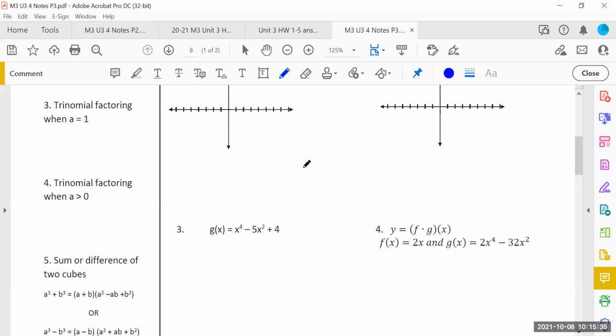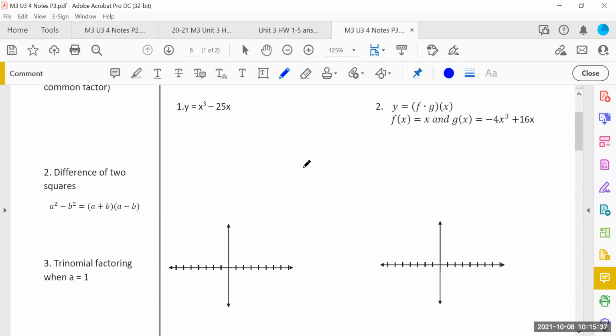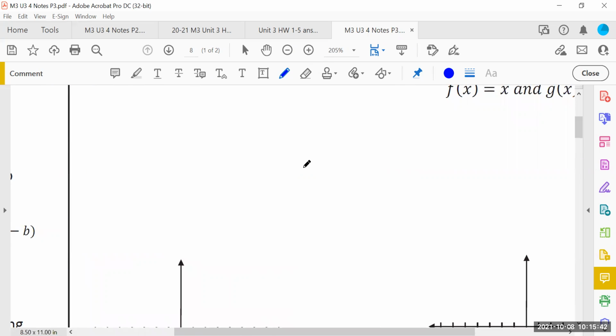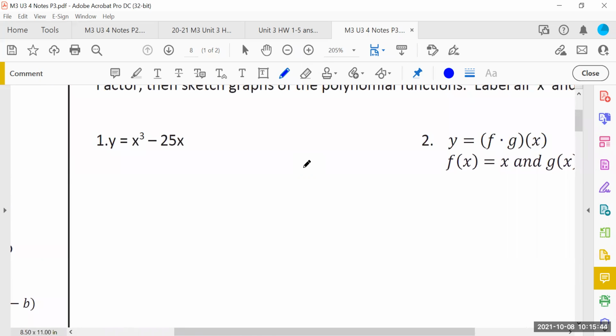So let's try it. Look at number 1. First things first, check to see if there's a GCF. Is there anything that goes into x cubed and negative 25x? X, they both have an x. Does that make sense to everybody? Take that x out. y equals x times x squared minus 25.